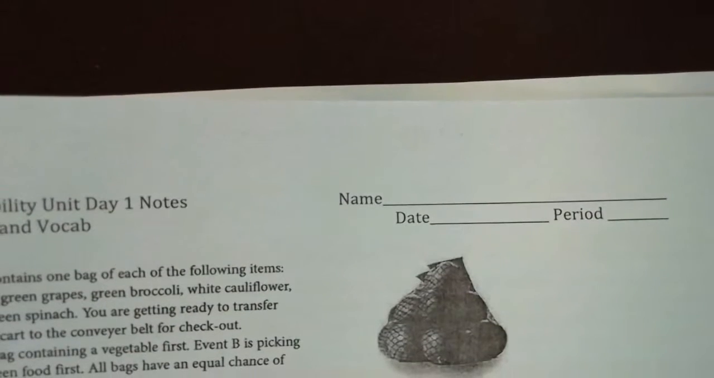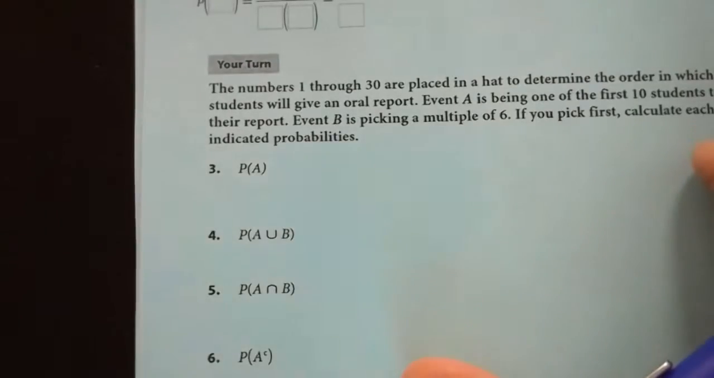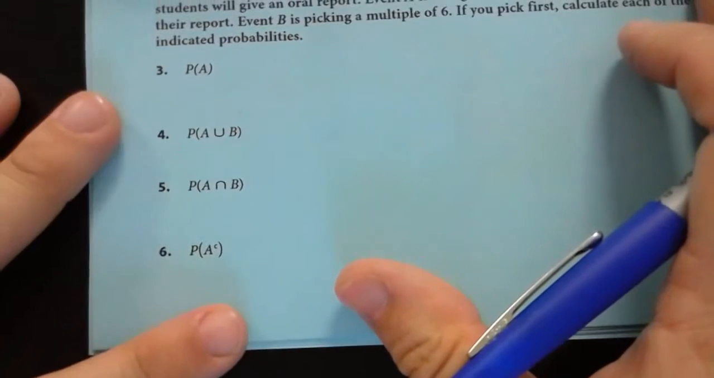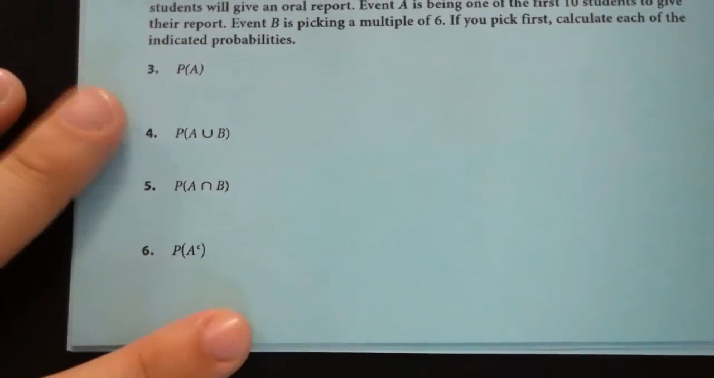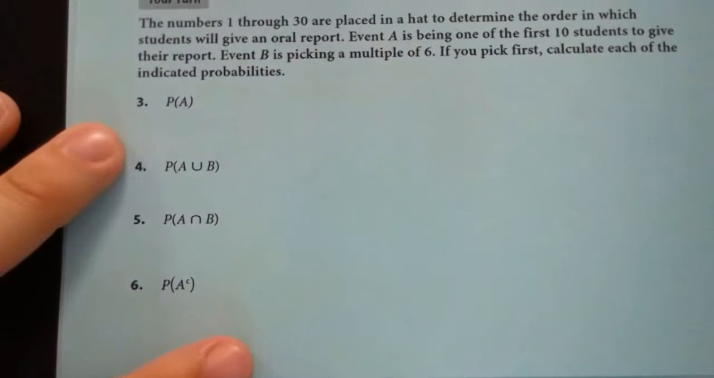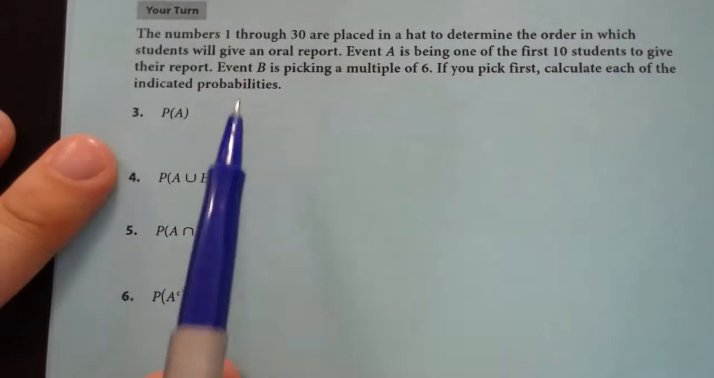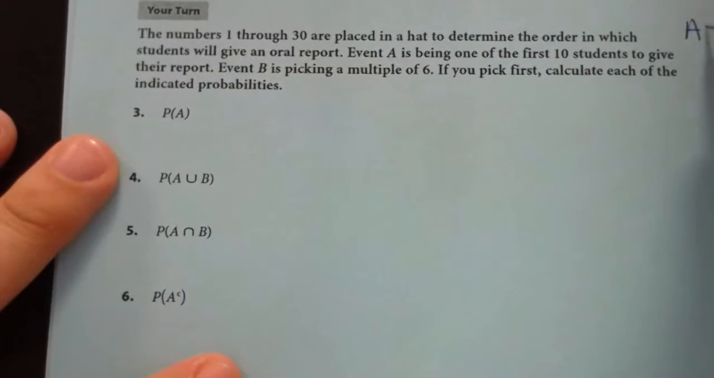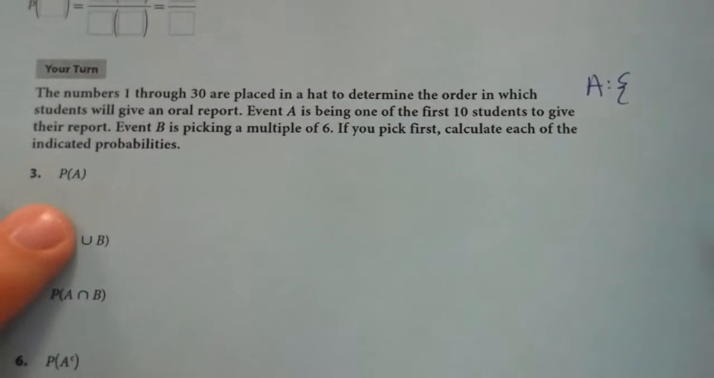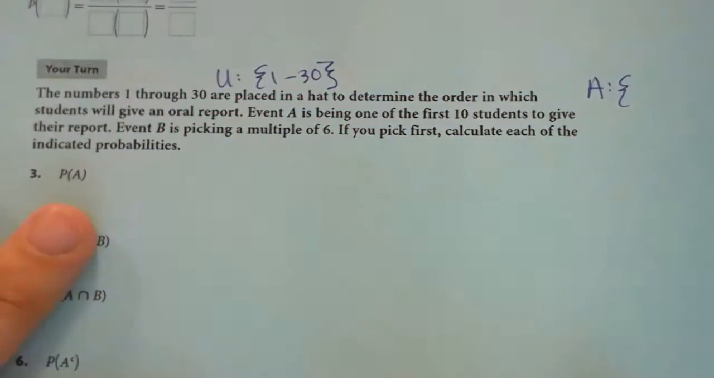All right. I actually want to jump down to the your turn really quick. I think it's a little bit easier than the first example. So what's going to happen is you're going to be given a scenario. I would probably start by going off to the side and listing what objects are in the set. So numbers 1 through 30 are placed in a hat to determine the order which students will give a presentation. That means my universal set are the numbers 1 through 30. My sample space is 1 through 30.